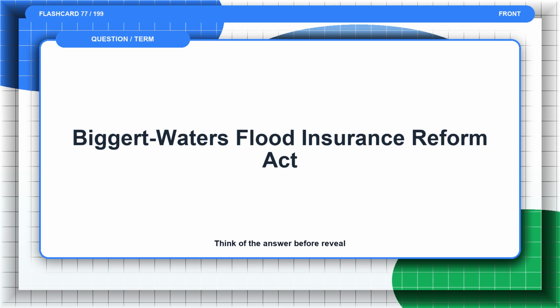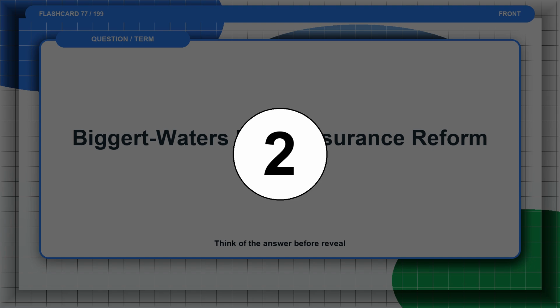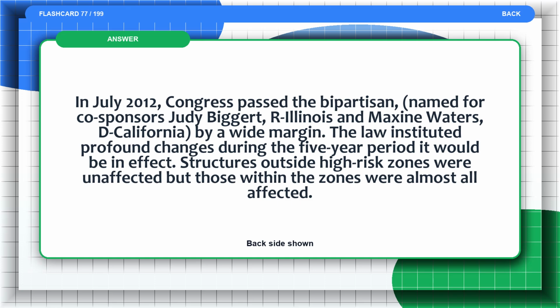Pause and think of the answer before the reveal. The answer is, in July 2012, Congress passed the bipartisan law, named for co-sponsors Judy Biggert, R. Illinois, and Maxine Waters, D. California, by a wide margin. The law instituted profound changes during the 5-year period it would be in effect. Structures outside high-risk zones were unaffected, but those within the zones were almost all affected.